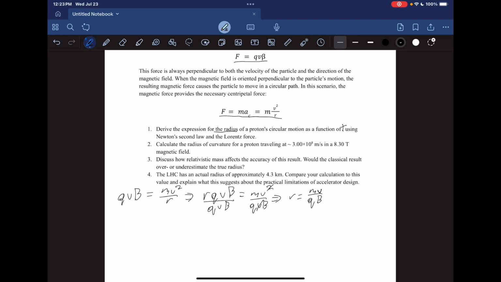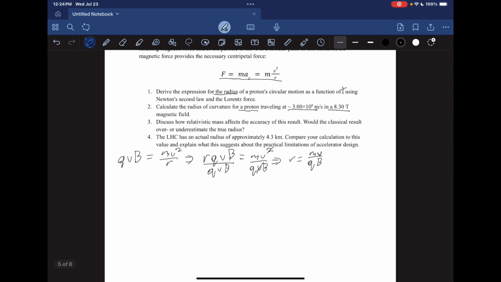And then it asks us to calculate the radius of curvature, so that r, for a proton. So we need the mass of a proton, traveling at 3 times 10 to the 8 meters per second. So that's our velocity in an 8.3 Tesla magnetic field. And we know that this is a proton, so we also just use the charge of the proton. So the mass of a proton first, because we have r equals mv over qB, mass of a proton is 1.67 times 10 to the negative 27 kilograms.